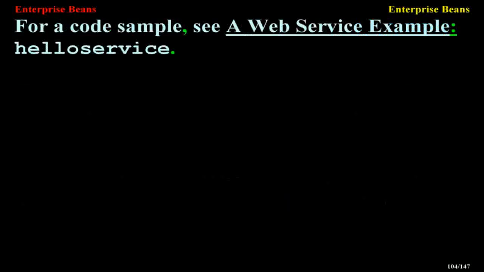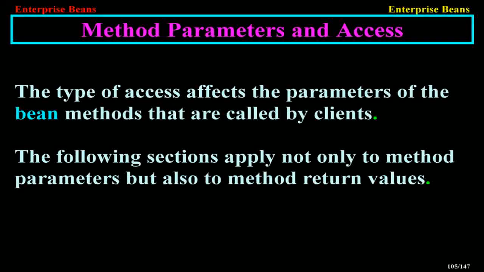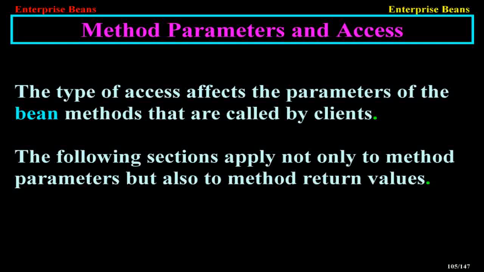For a code sample, see a web service example, Hello Service. Method parameters and access. The type of access affects the parameters of the bean methods that are called by clients. The following sections apply not only to method parameters but also to method return values.